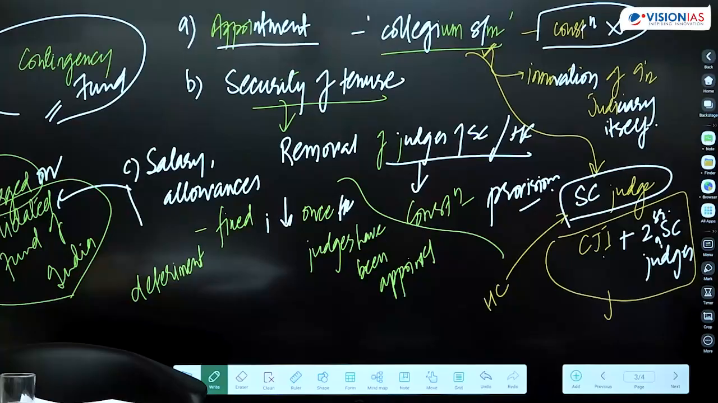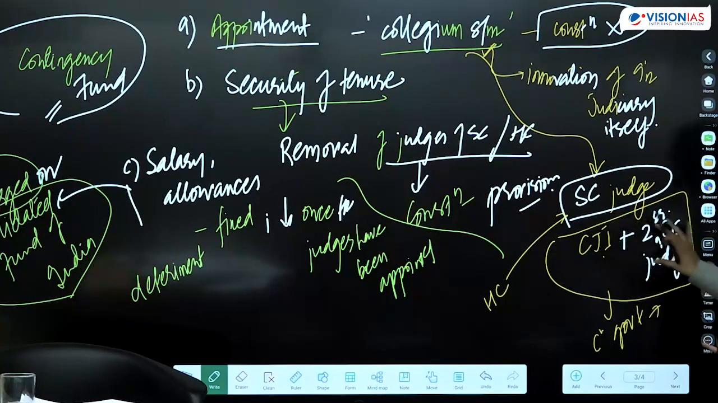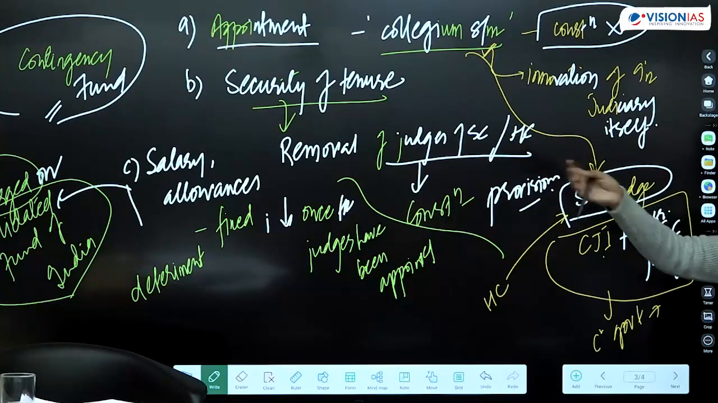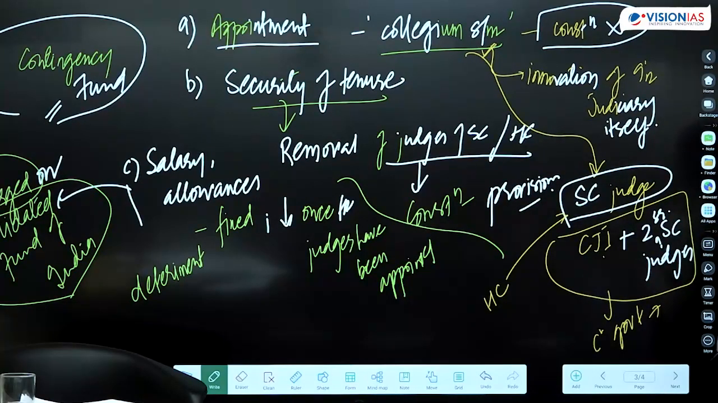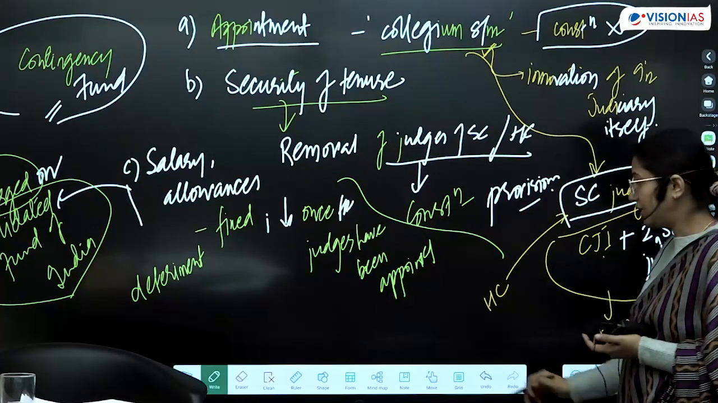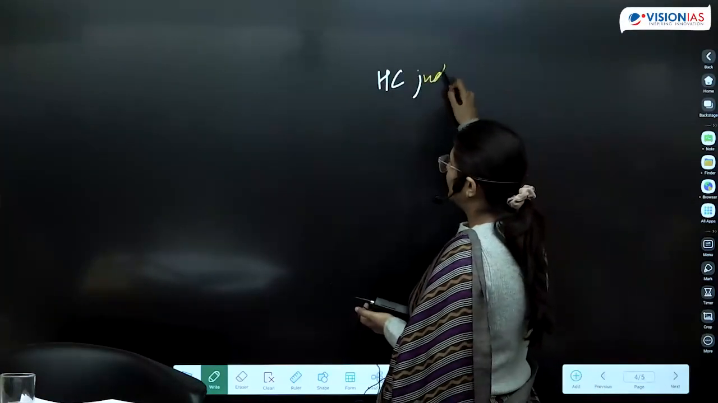They will discuss and deliberate if this person is right enough to be made a Supreme Court judge or not. And if they feel this person is right, they will tell the central government that yes, this person should be appointed. So the collegium will tell the central government, yes, this person should be appointed as a Supreme Court judge.